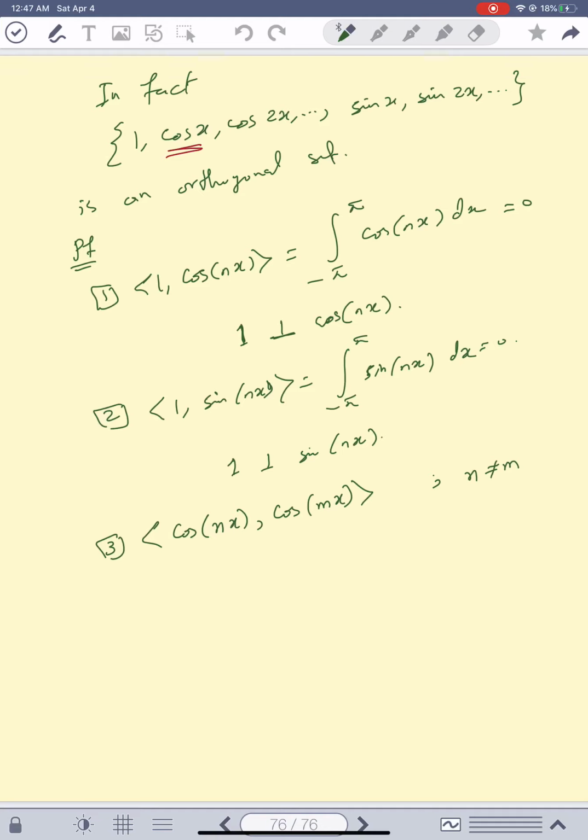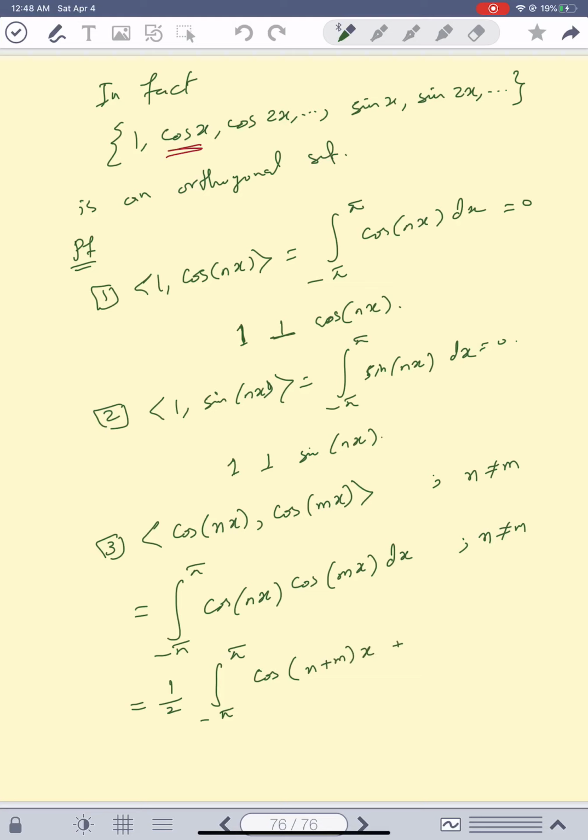So if you take two different indices, n and m, and you compute the inner product, this is the integral from minus pi to pi of cosine nx, cosine mx, dx, and again, n is not equal to m. So how do you compute this integral? This is just a standard integral. It is 0, we know it. But how do we compute it? It's half the integral from minus pi to pi. We use these identities: cosine of n plus m x plus cosine of n minus m x.